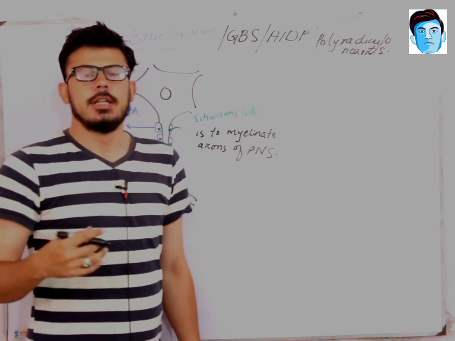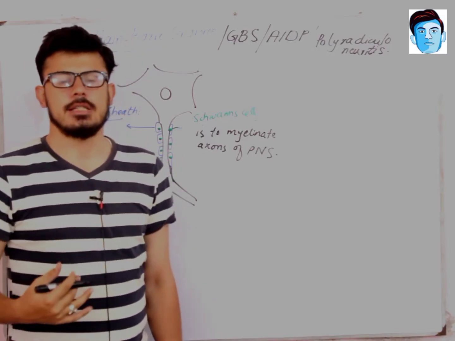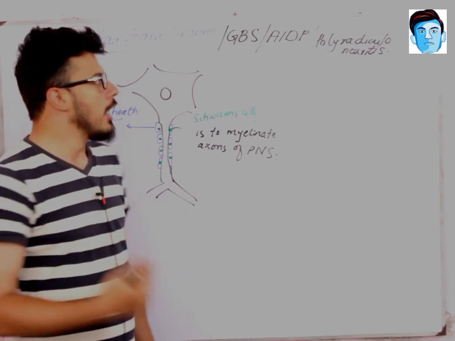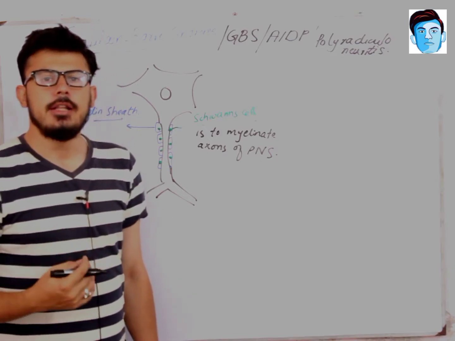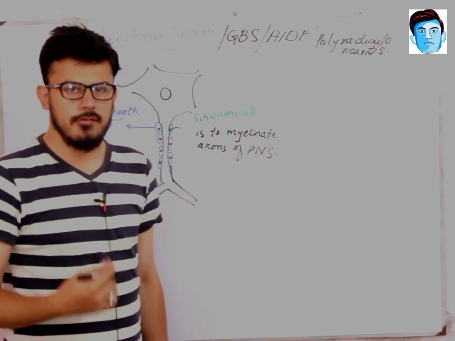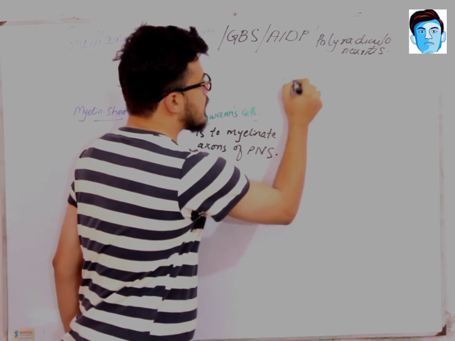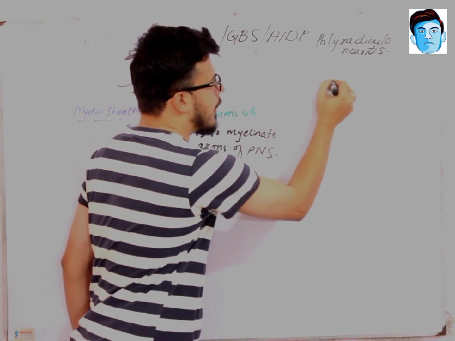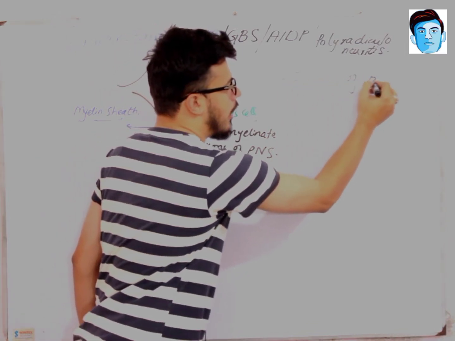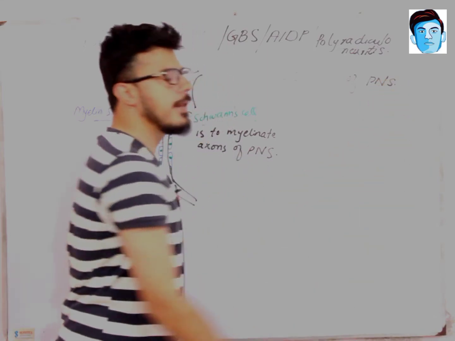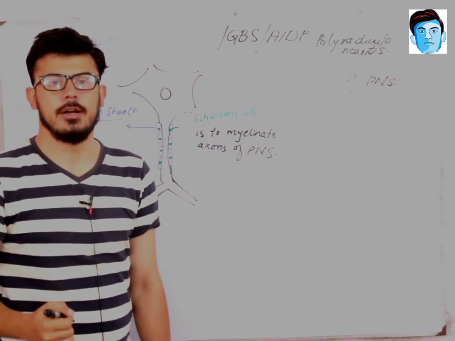Now GBS is actually a disorder of the peripheral nervous system, where cranial and spinal nerves are equally affected.